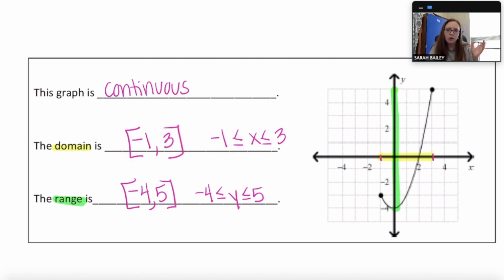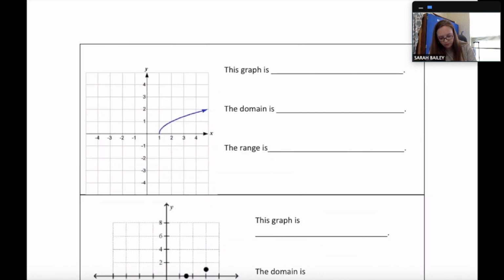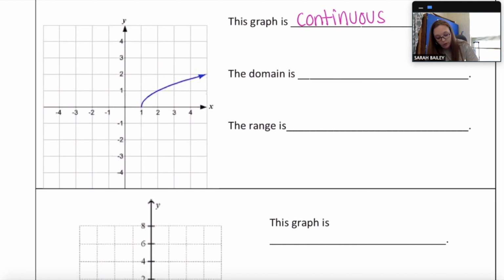All right, let's turn to look at another example. Let's look at this next one. So first, is this graph discrete or is it continuous? Okay, so this is also a continuous graph. And then let's talk about our domain and range for this. So I'm going to highlight the domain in yellow. So I'm looking at all the x values. So it starts here. And notice that that blue line has that arrow, which means it keeps on going. So I'm going to make my yellow line like that.